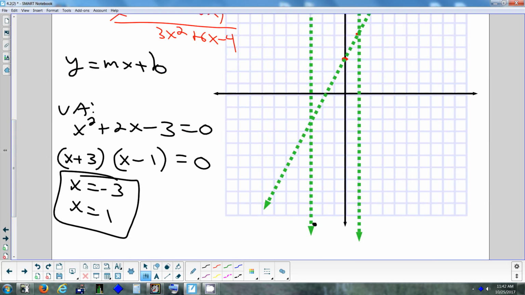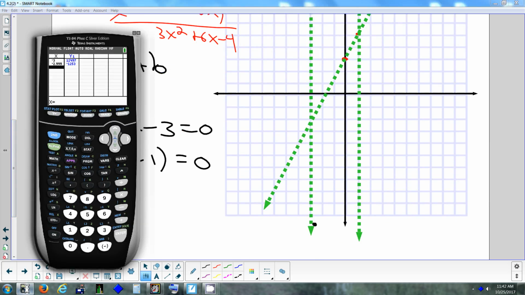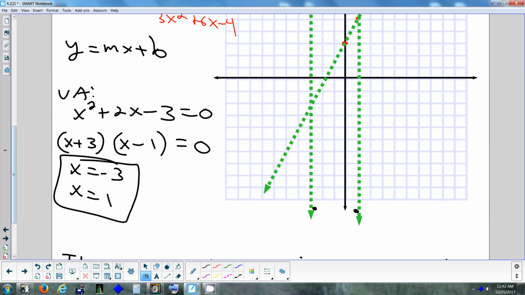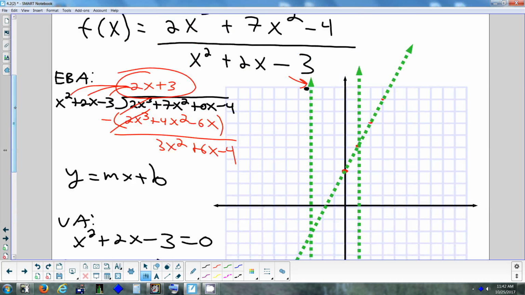Okay, now our next asymptote is at 1. Tyler, what would be a value that's a little smaller than 1? 0.99. Sure, and a little bigger than 1? 1.01. Okay, so to the left, we're way down, to the right, way up. Way down, way up.